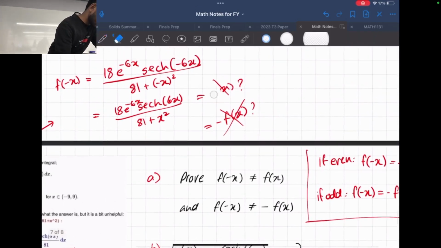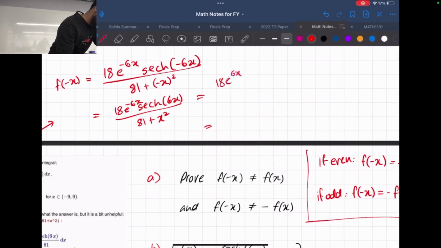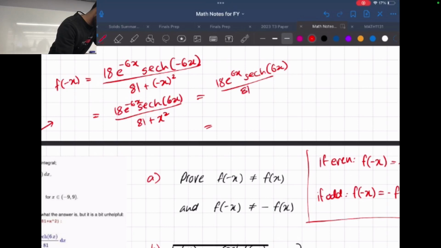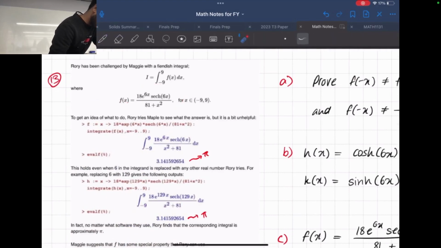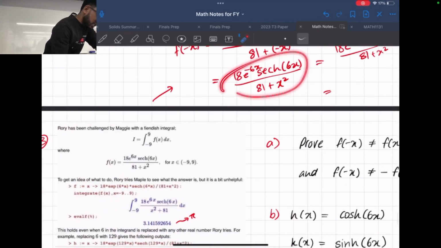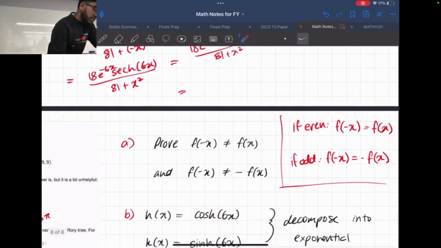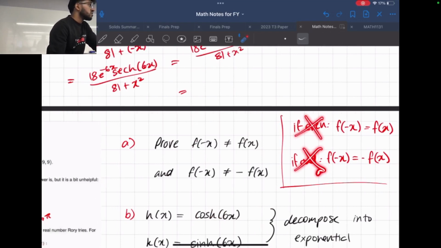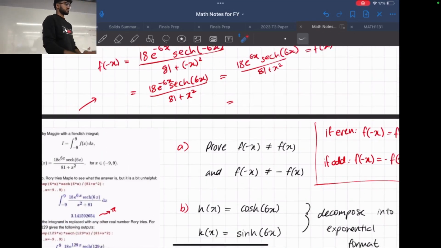So we're trying to say, is this equal to 18 e to the 6x sech? So f of x is this thing. Is what we have here equal to what we have here? No, because of the e to the minus 6x. How about, is this equal to this with a minus at the front? No, right? So therefore, it doesn't fulfill this one or this one. So it's not even, but it's not odd either. So it's neither odd nor even. Make sense now? That one make sense? Okay, good.